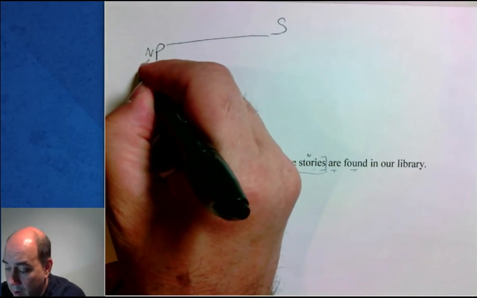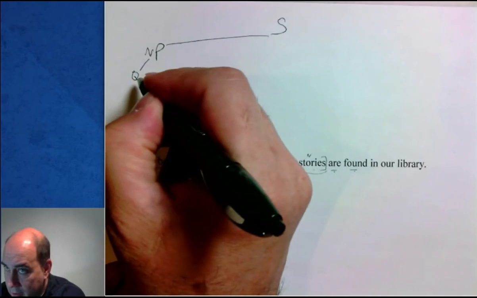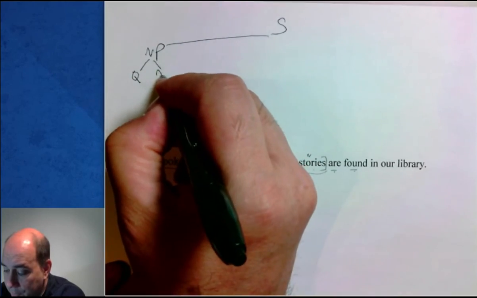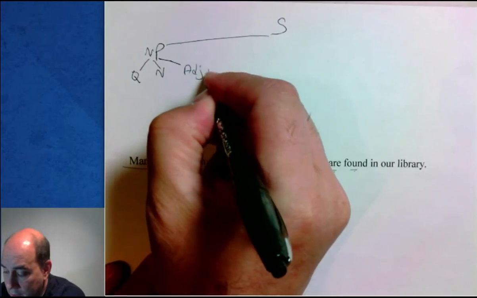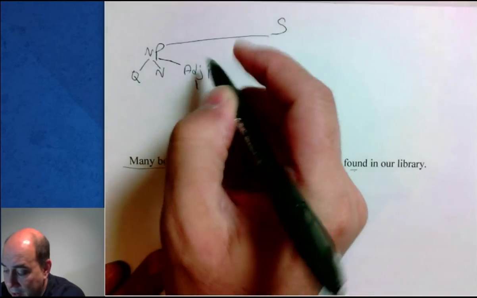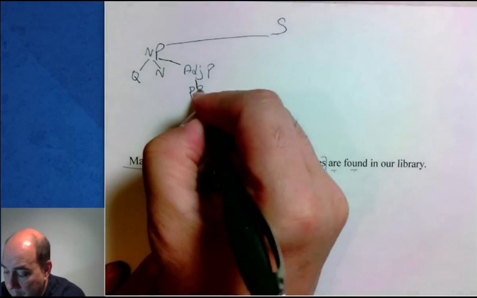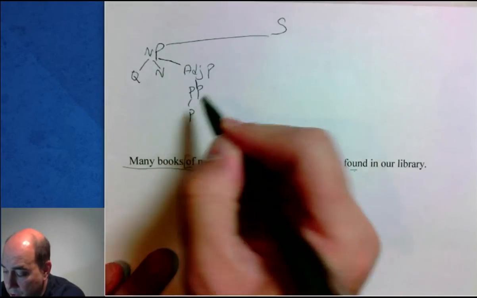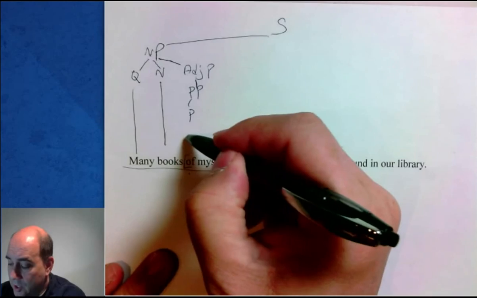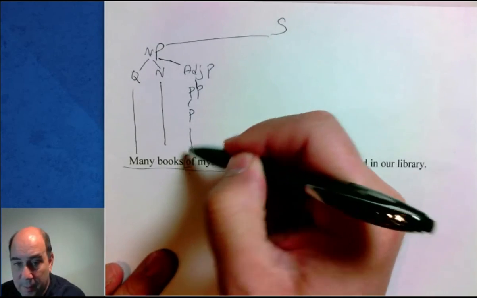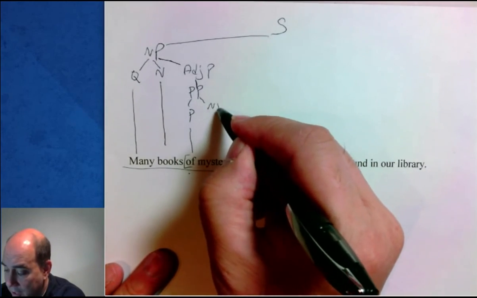So let's start here. We've got a quantifier, and we have a noun. Okay, and we have an adjective phrase. The adjective phrase is the function; its form is a prepositional phrase. So we've got a prepositional phrase. It has a preposition and it has a noun phrase.